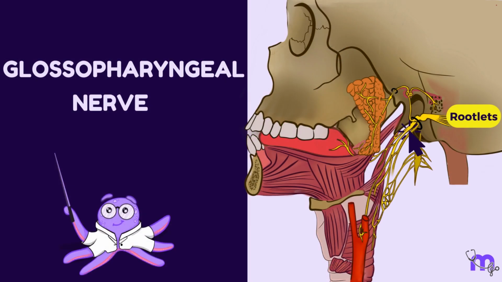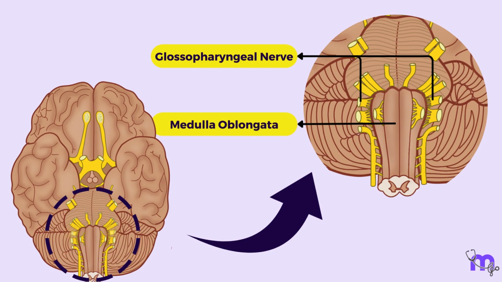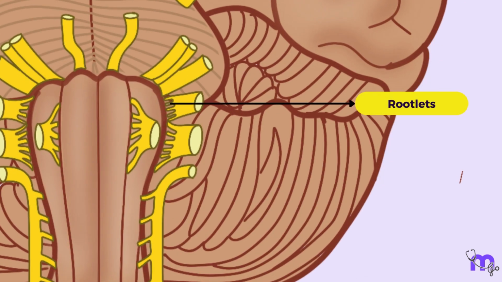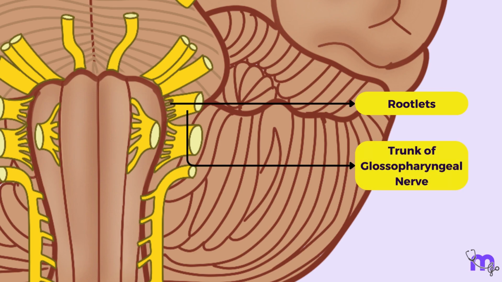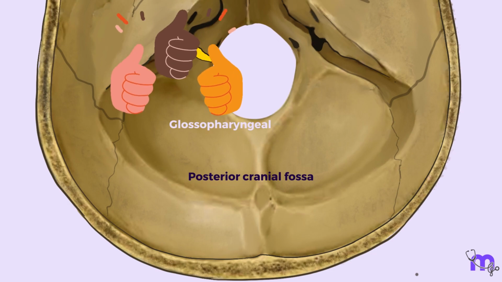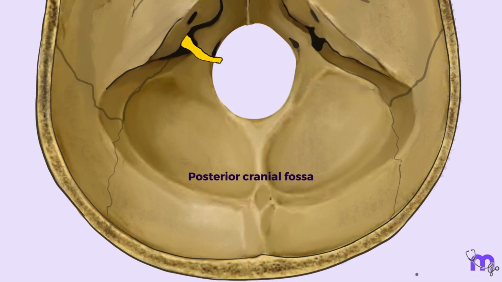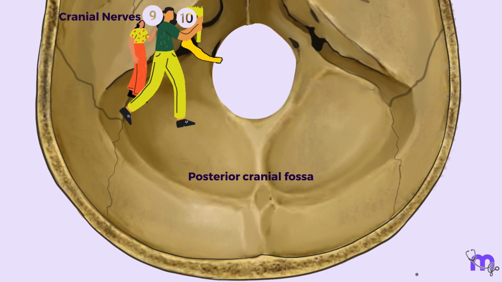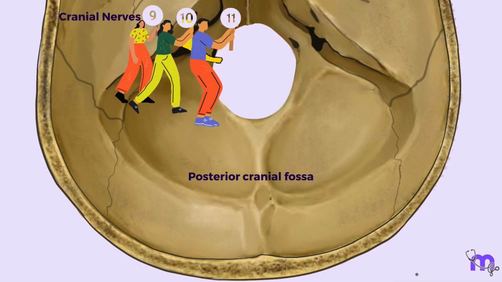Now let's explore the course and relations of the nerve. From the nuclei within the medulla oblongata, the nerve begins as tiny rootlets that join forces shortly after the exit to form the trunk of the glossopharyngeal nerve. It exits the cranial cavity through the jugular foramen. Here it is accompanied by the vagus and the accessory nerve. Think of it this way: cranial nerves 9, 10, and 11 exit together.